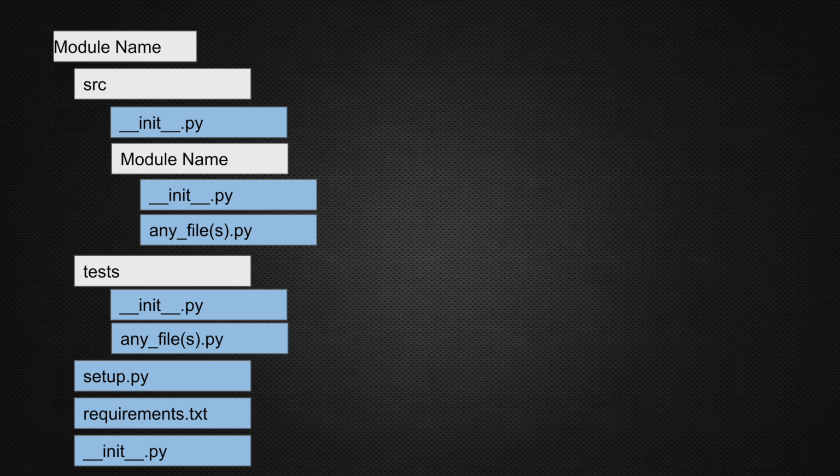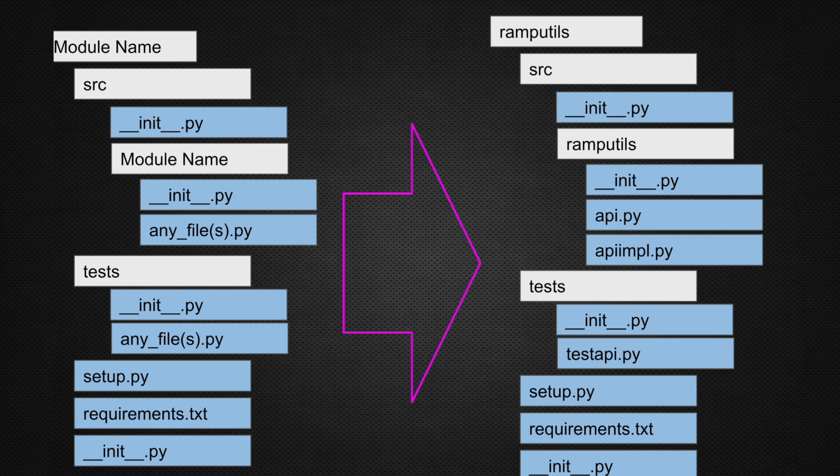So if we are going to create our ramp utils module, it is going to be designed something like this, which is similar to the structure we have. Here we have the ramp utils, our module name, followed by the SRC and test folders. We have the test API followed by the dunder init.py in the test folder. In the SRC, we do have the ramp utils along with the __init__.py with multiple API as well as the API implementation.py files. So let's go ahead and build our structure as we have just discussed here.